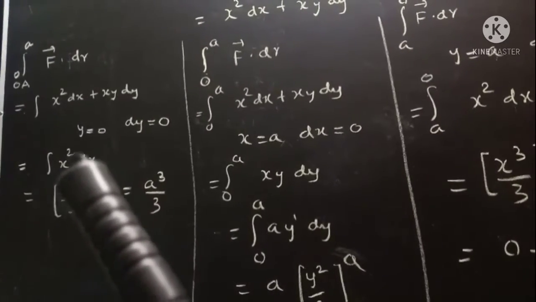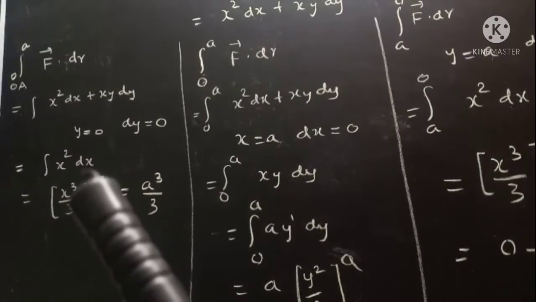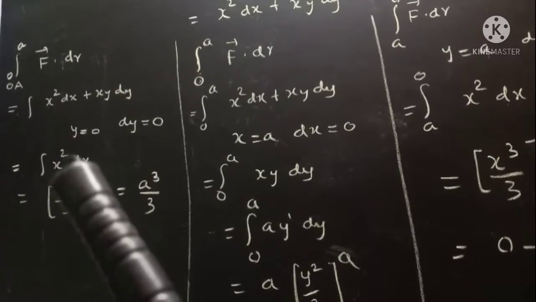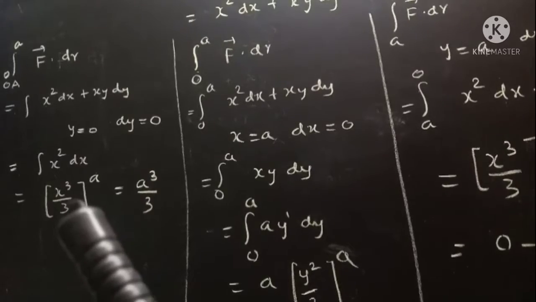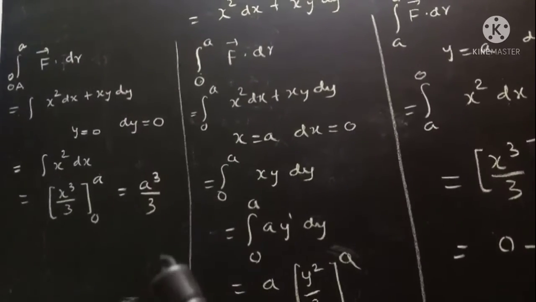Integrating x square dx using the formula: the integral of x to the power n dx is x to the power n plus 1 by n plus 1. Here n is 2, so n plus 1 is 3. We get x power 3 by 3, with limit 0 to a.